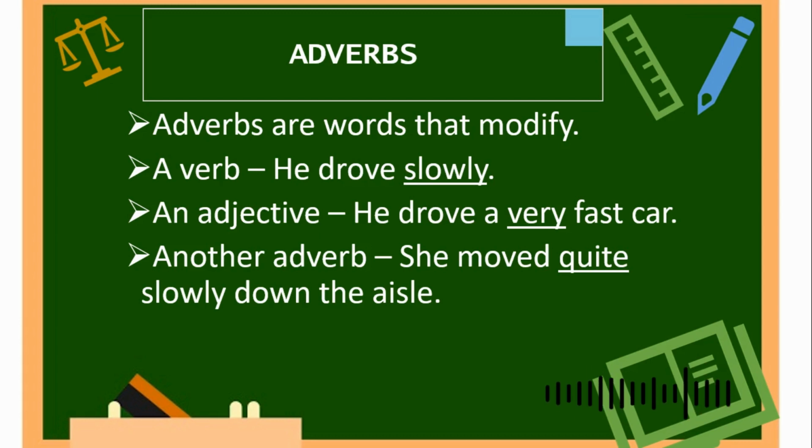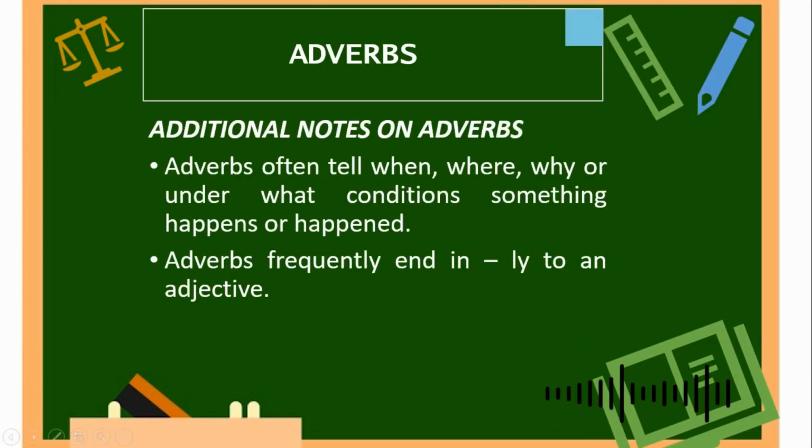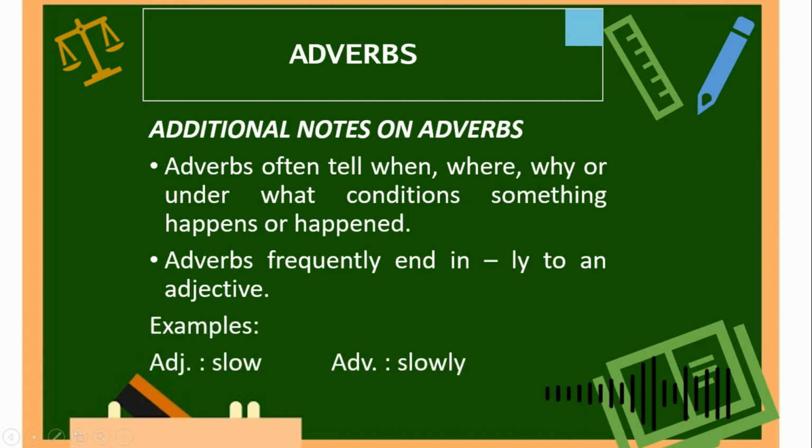For another adverb: she moved quite slowly down the aisle. Our adverb here is the word quite. Additional notes on adverbs: they often tell when, where, why, or under what condition something happens or happened. Adverbs frequently end in ly added to an adjective. Example, for adjective, we have the word slow. For adverb, it becomes slowly.